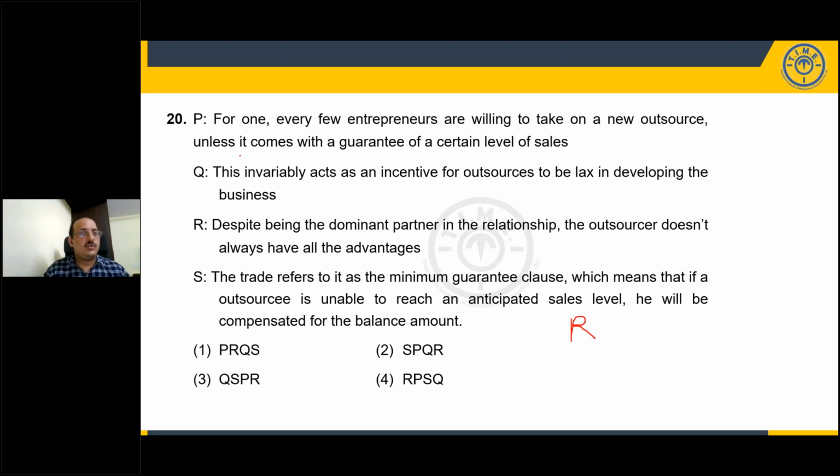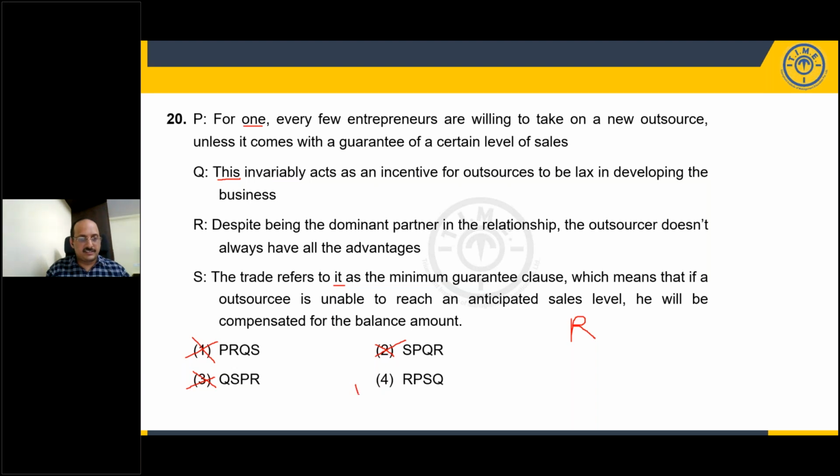How did I work this out? For one, something else has to come before this, "this" also needs something before it, and "it" also needs something before it. So option 1 gets eliminated because it starts with P, 2 gets eliminated, 3 gets eliminated, and 4 becomes my answer. RPSQ.